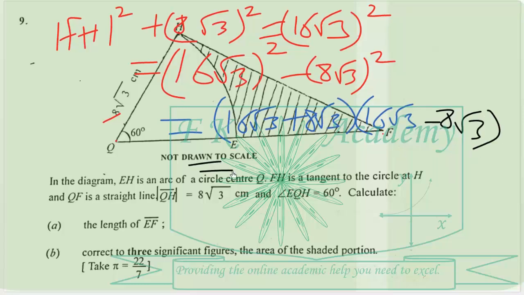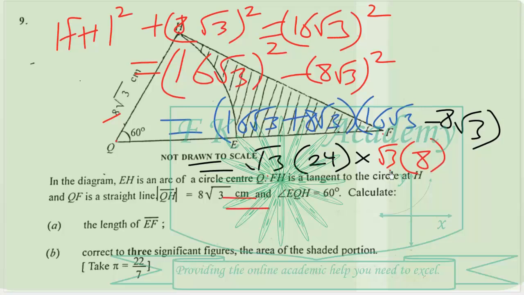So when we simplify this, we are going to obtain root 3 into 16 plus 8, which is 24. Then we also get root 3 into 16 minus 8, which is 8. So we are going to get root 3 times root 3 is 3, times 8 is 24, times 24. So we are obtaining 24 squared.